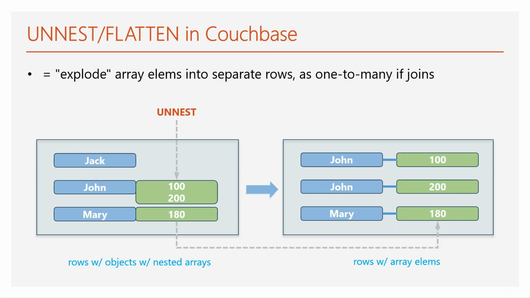If you use unnest, unnest will convert this to rows with array elements. So John will get 100, John 200, Mary 180. You see, Jack is no longer here, because unnest is like an inner join and Jack has no related bills. So basically, that's an image that represents what unnest or flatten does.